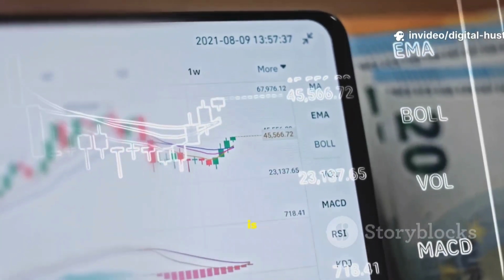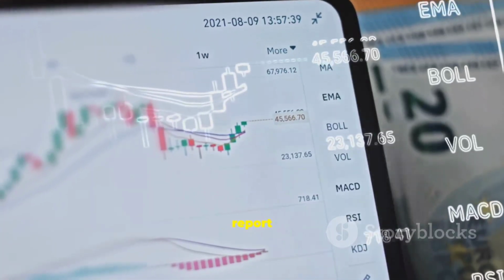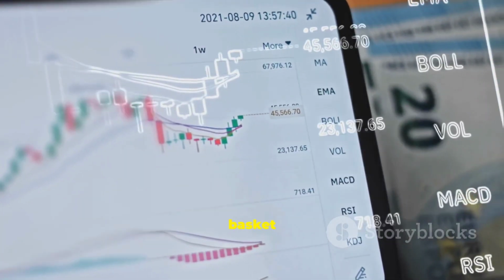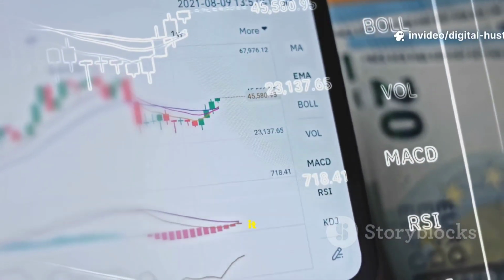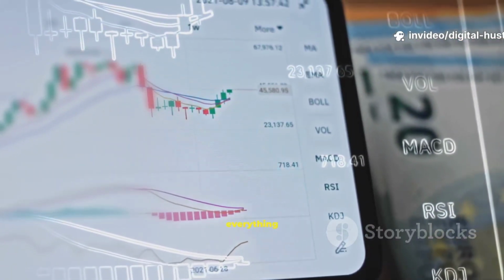So, what exactly is CPI? The Consumer Price Index is a crucial economic report measuring the monthly price changes for a basket of consumer goods and services. Think of it as the nation's shopping list. This basket is incredibly diverse, including everything from groceries and gasoline to rent and healthcare.